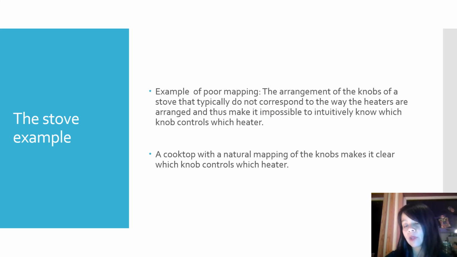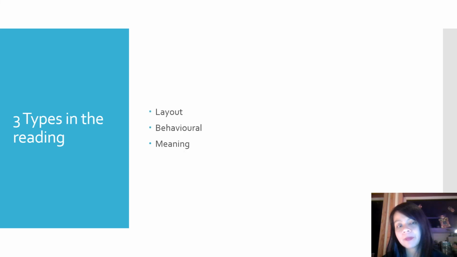So you need to have good mapping so that the user doesn't need to think and check and read. They could just intuitively click the right one that makes sense, right? So the button on the right should be the heater on the right, the one on the left should be the heater on the left, and it could also have a diagram where it shows, you know, which burner it's heating up. I think your reading goes over this example as well.